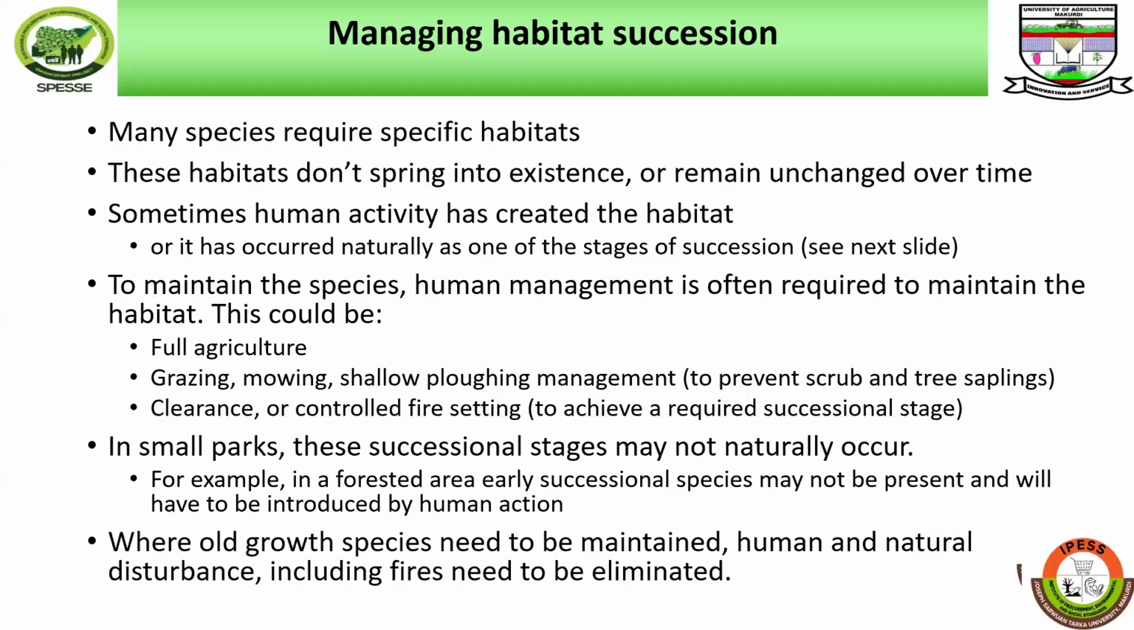And so what usually happens is you have maybe a virgin land, maybe destroyed by fire, and then you decide, okay, let me plant annual crops, and then you plant crops that need 3 to 4 years to grow and all of that. So there's usually a succession, when there are stages of succession in a vegetation. So in small parks, these succession stages may occur naturally. For example, in a forested area, early successional species may not be present and will have to be introduced by human action.